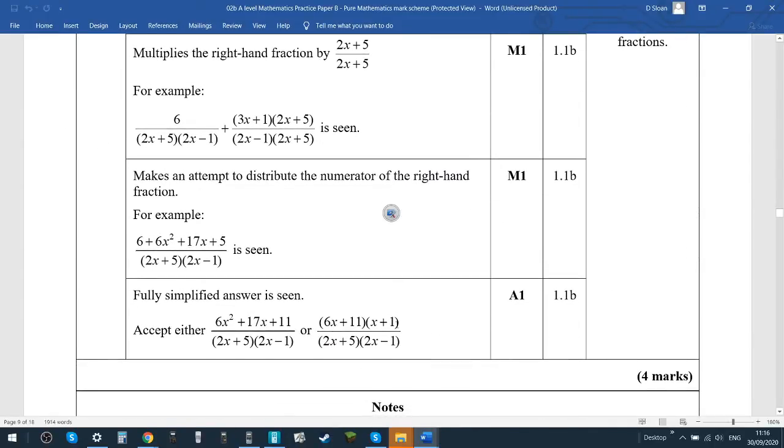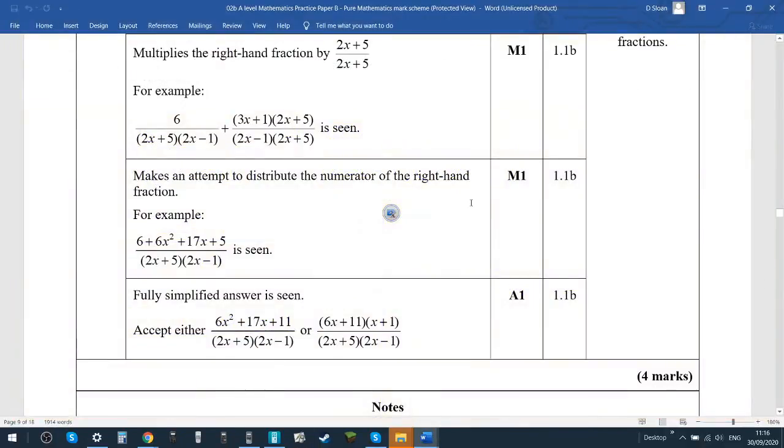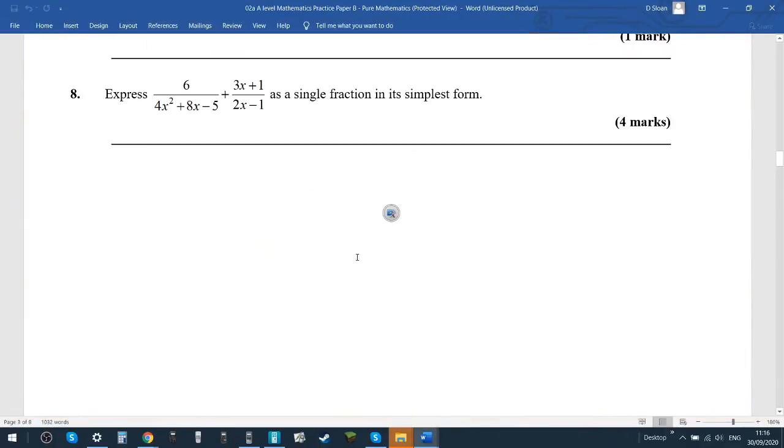6x plus 11, x plus 1, 2x plus 5, 2x minus 1. Okay, so I didn't get any simpler than that. Great. Any questions there? No. Okay.